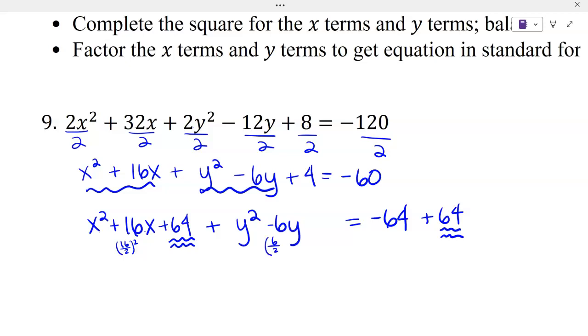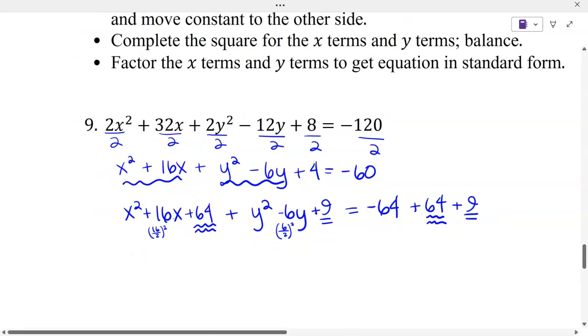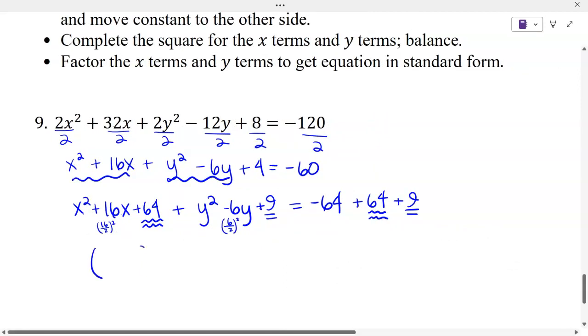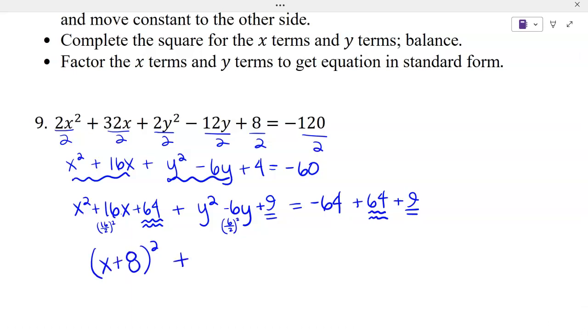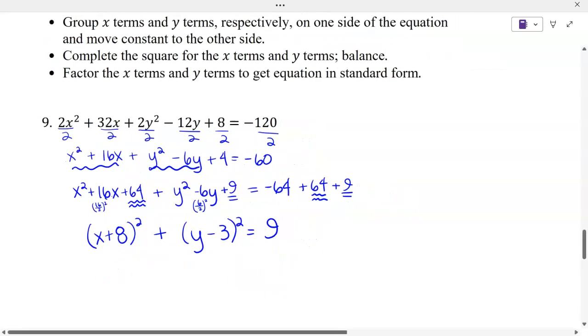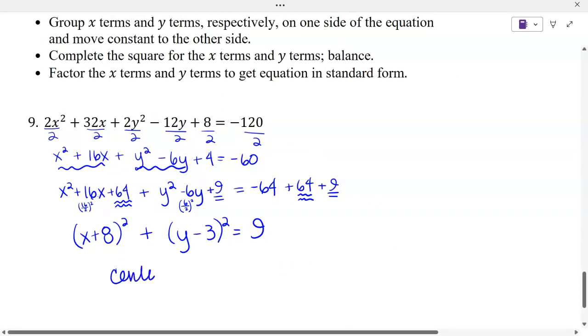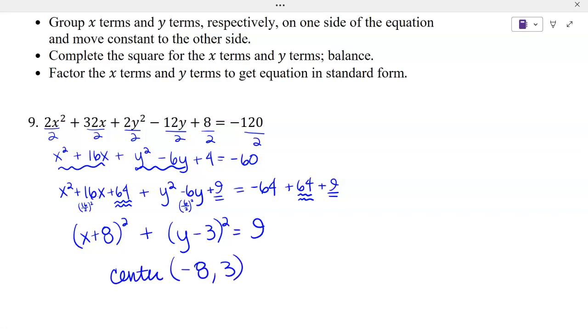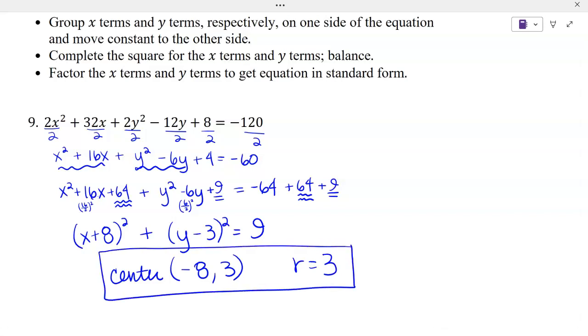So we do 6 divided by 2, squared. So 3 squared gives us 9. If I added it on the left side, I'm also going to add it on the right side. Now, just like we've done before, we want to factor this because it's a perfect square trinomial. This is going to factor into (x plus 8) squared plus (y minus 3) squared, and then on the right-hand side we get 9. And this sets it up nicely for us to pull the center. So our center here is going to be at negative 8, 3, and our radius is just the square root of 9, so our radius is just 3. So we were able to pull all of this by getting our equation in standard form.